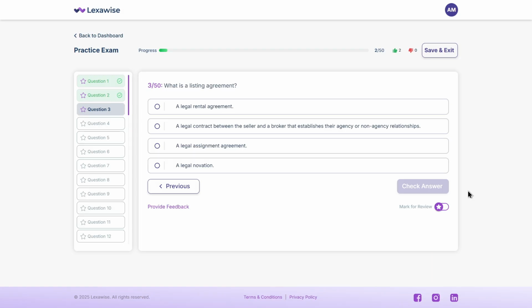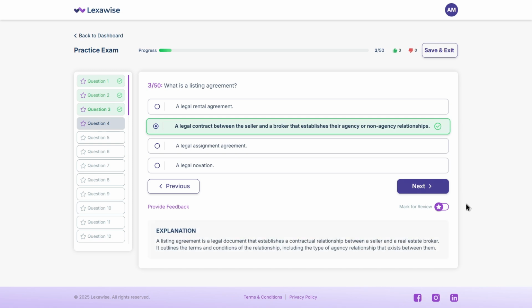The correct answer is B. A legal contract between the seller and a broker that establishes their agency or non-agency relationships. This is the formal document that spells out how the broker represents the seller and the terms of that relationship.